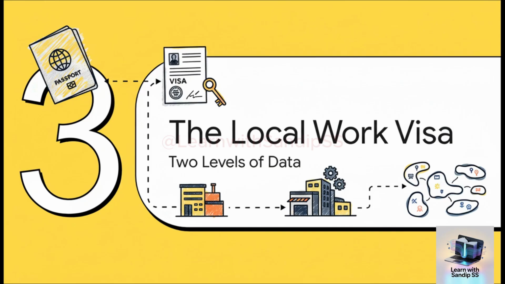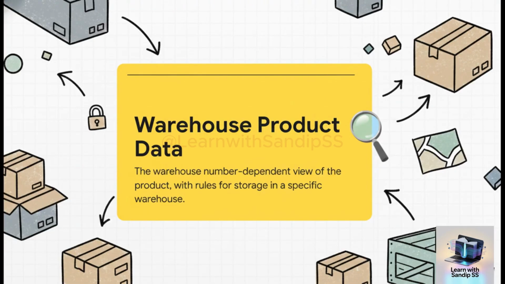But a passport alone doesn't let you work in a foreign country, does it? Nope. For that, you're going to need a work visa. And in the world of EWM, every single warehouse is like a different country with its own set of unique rules. So this visa is what gives our product its local identity. This second layer is the warehouse product data, and the work visa analogy is just perfect for it. It's what grants the product permission to be handled within one, and this is key, specific warehouse.